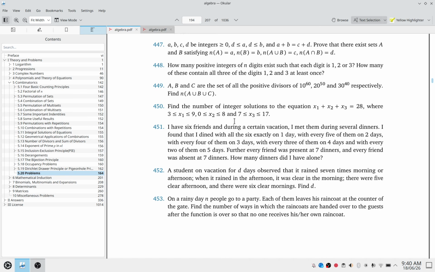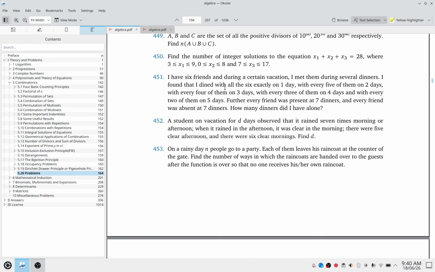Okay, so continuing with the problems, 451 says that I have 6 friends and during a certain vacation I met them during several dinners. I found that I dined with all the 6 exactly on one day, with every 5 of them on 2 days, with every 4 of them on 3 days, with every 3 of them on 4 days, and with every 2 of them on 5 days. Every friend was present at 7 dinners and every friend was absent at 7 dinners. How many dinners did I have alone?